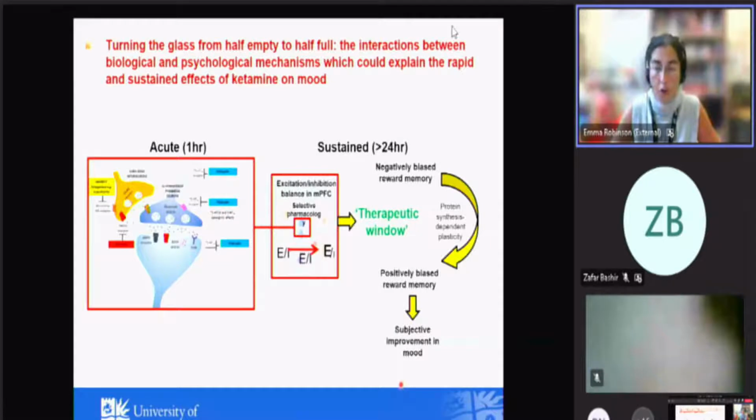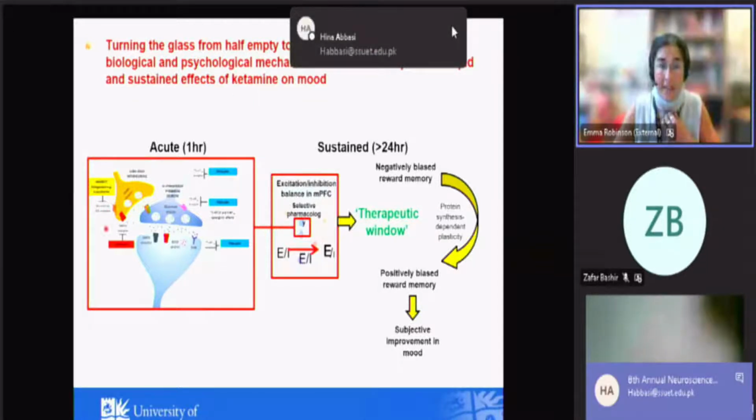And so we've brought this together into an idea, and we've coined the term turning the glass from half empty to half full. So we think that there may be an interaction between biological and psychological mechanisms that could explain both this very rapid effect, so within an hour, but also sustained effects of ketamine on mood. And it's not just ketamine. We can link this to the pharmacology of other rapid-acting antidepressants.